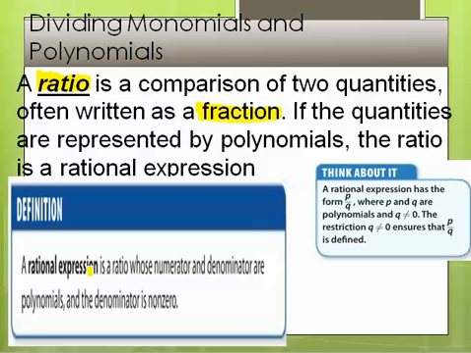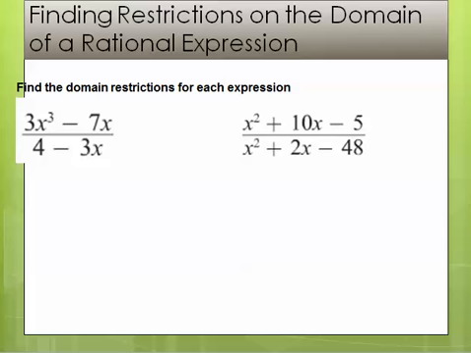So, a rational expression is a ratio whose numerator and denominator are polynomials, and the denominator is not 0. So that's what we're talking about. That's what we're going to be looking for in domain situations, when that denominator is a 0, because we do not want to include those in our domain. So looking at this, first thing you're going to want to do is make certain that there is nothing that can be factored in the numerator and the denominator.